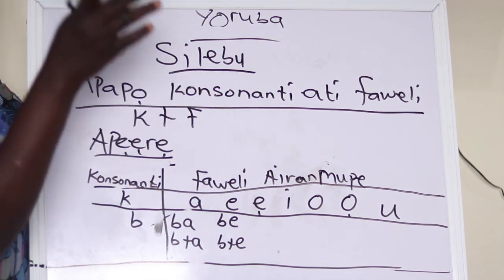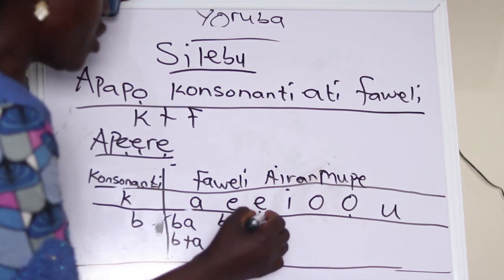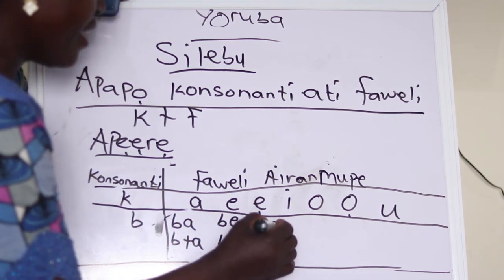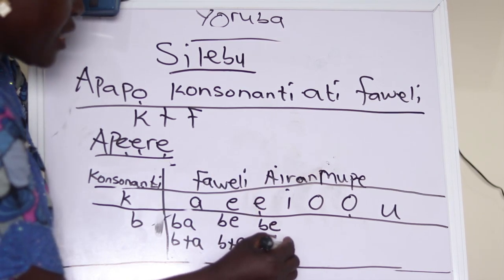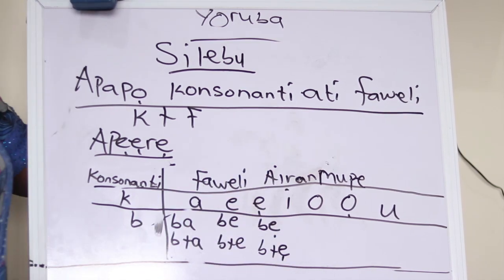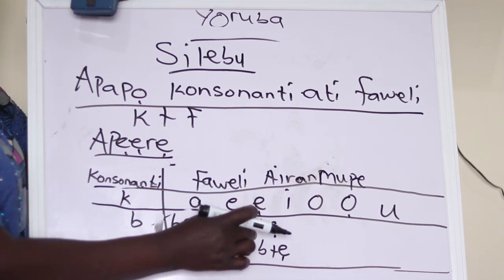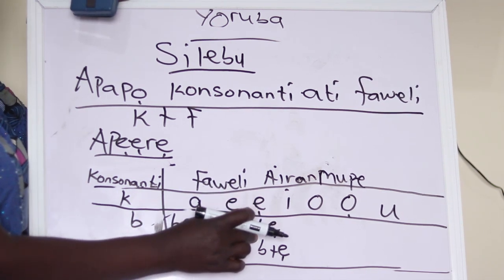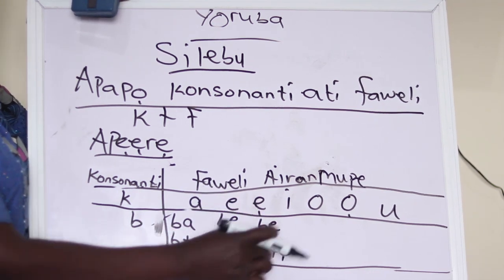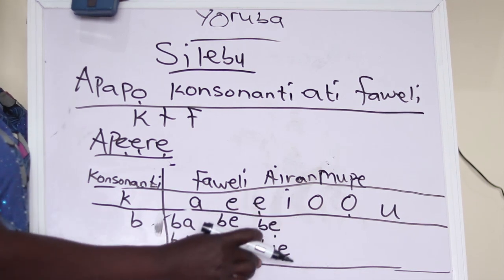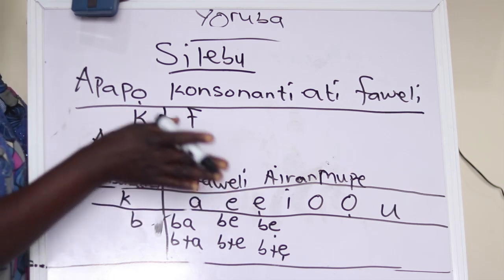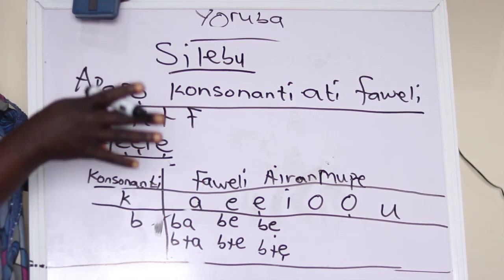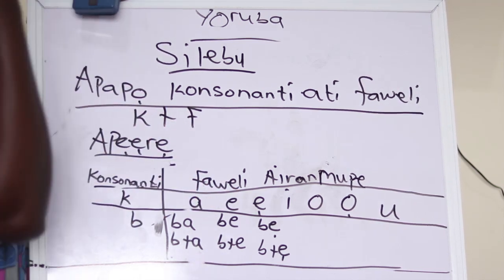Now this one is E. We call this one E. Then it should be B plus E. Can you see it? B plus E. You know I didn't say B. Let that sound match the letter you are calling out.